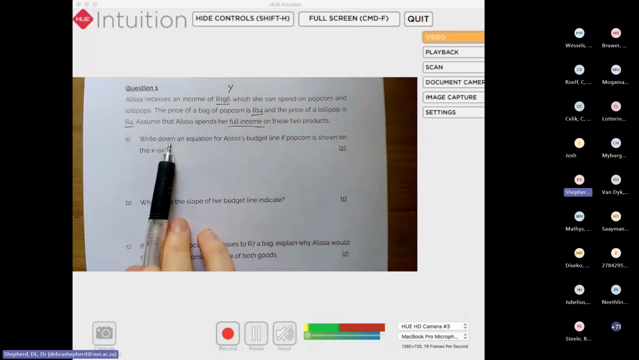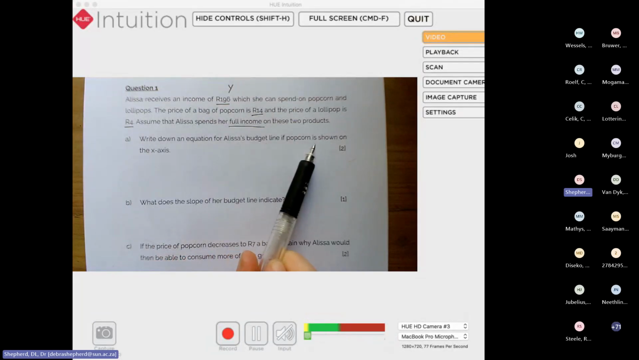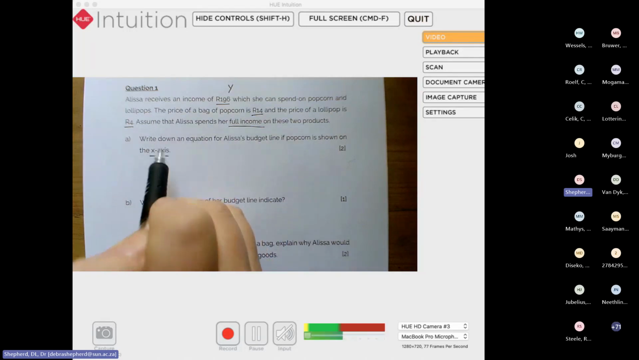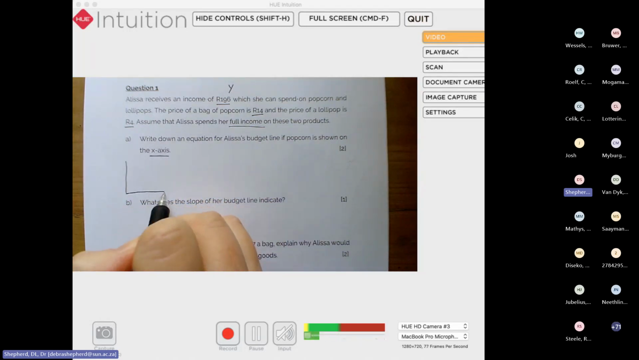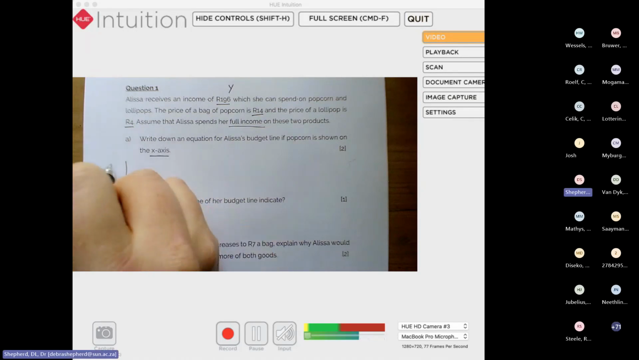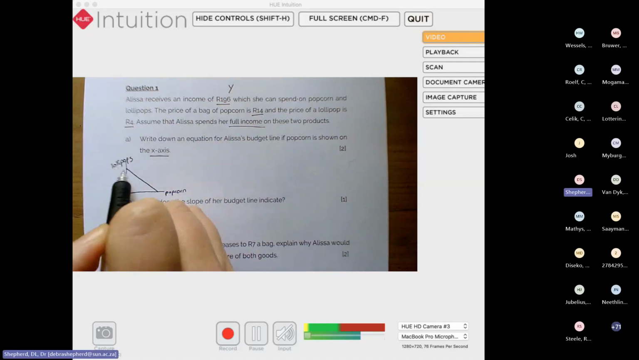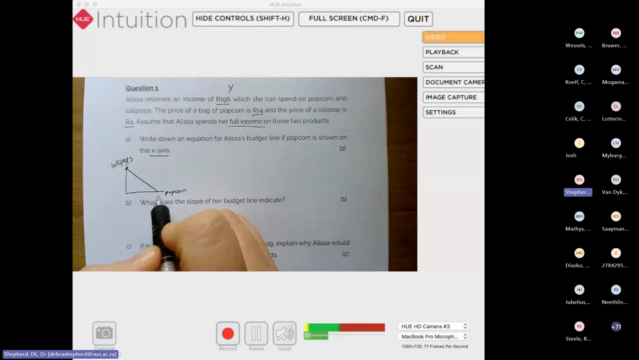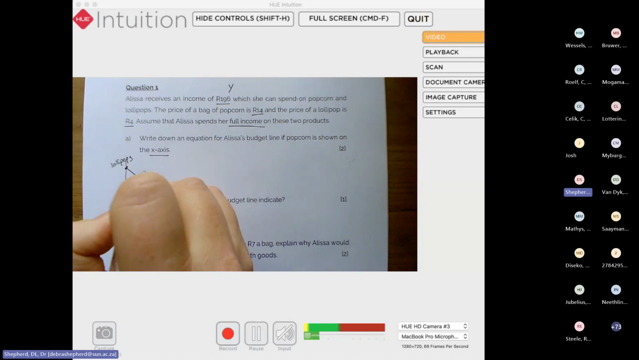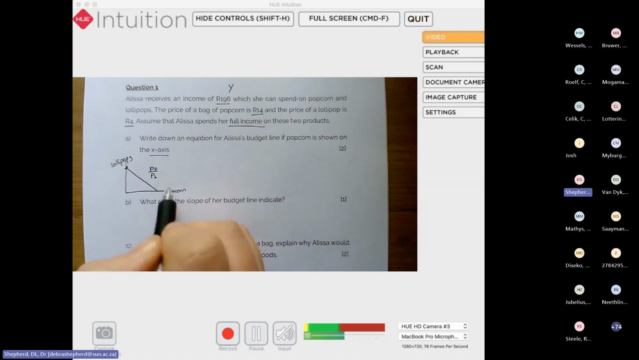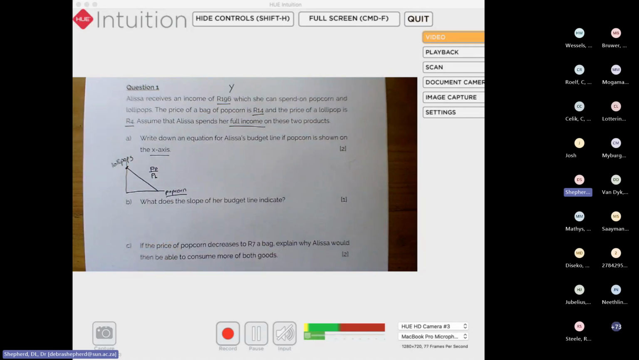It asks us then to write down an equation for Alyssa's budget line if popcorn is shown on the x-axis. So what we want is a line that, if we had to plot it, would have some intercept in terms of lollipops and a slope. And the slope of this budget line, and it's going to look really similar to Unit 2, is going to be the relative price of popcorn. So the relative price of the product that is on the x-axis.